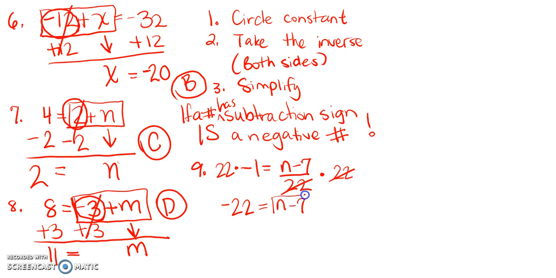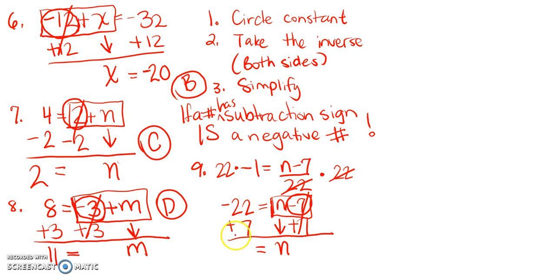All right, I'm going to put a box around what I'm dealing with. And again, you always start with the side with your variable. So I have n minus 7. I'm going to circle my constant, which is negative 7. And I'm going to take the inverse, so I'm going to add 7 to both sides. I bring down my n, bring down my equal sign, and negative 22 plus 7.